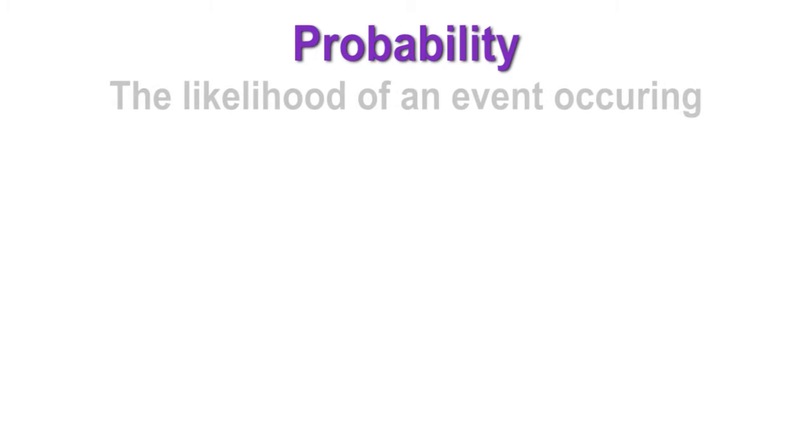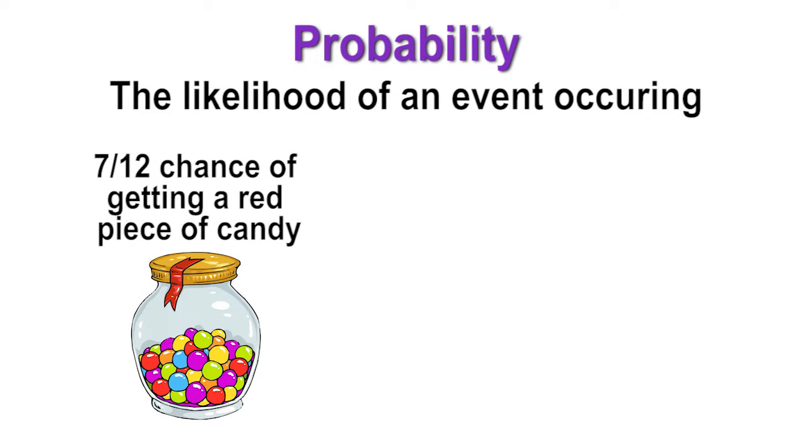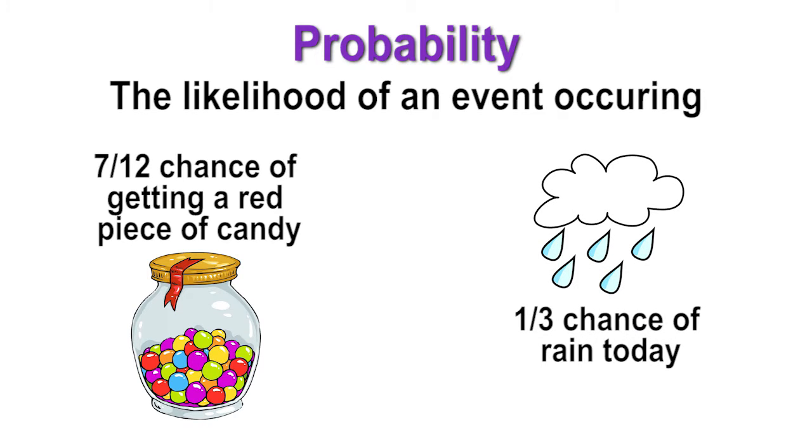Last, in 7th grade, students are able to explore probability, which is the likelihood of an event occurring. One could say there is a 7 in 12 chance that you could get a red candy out of a jar, or a 1 in 3 chance that it will rain today.